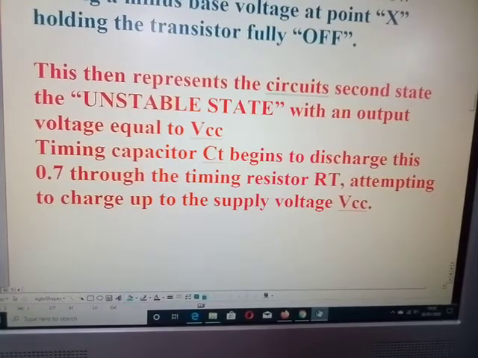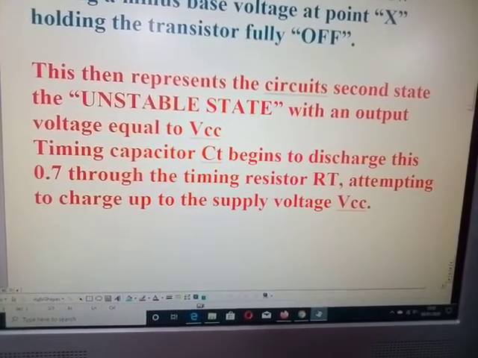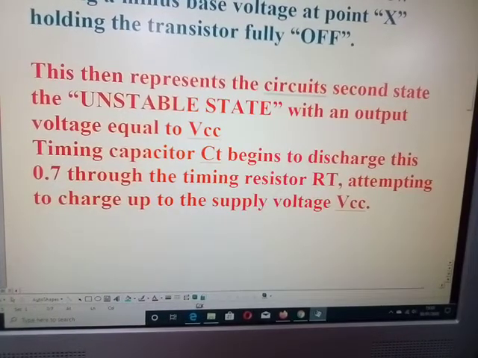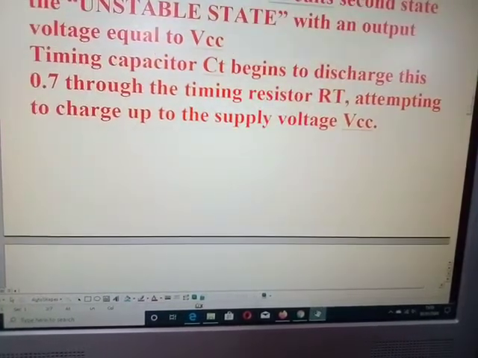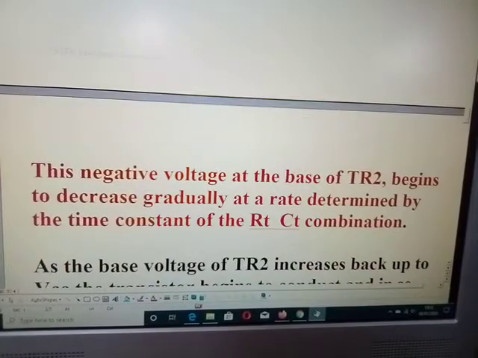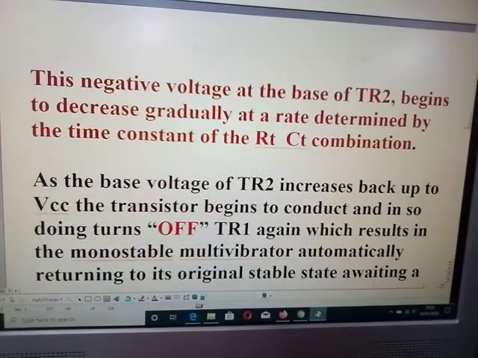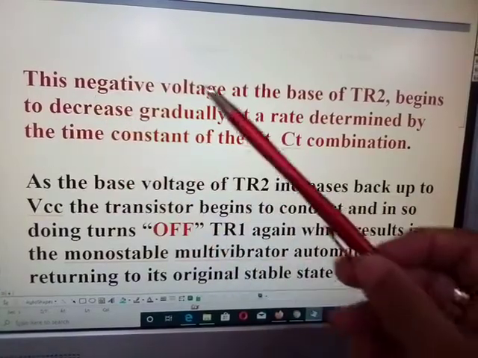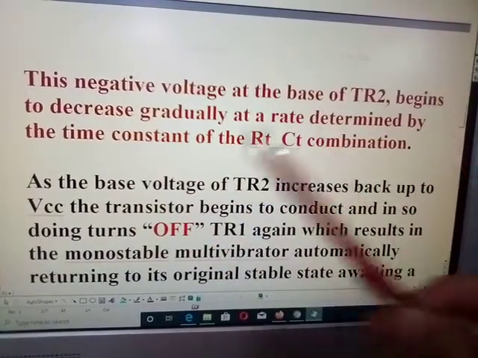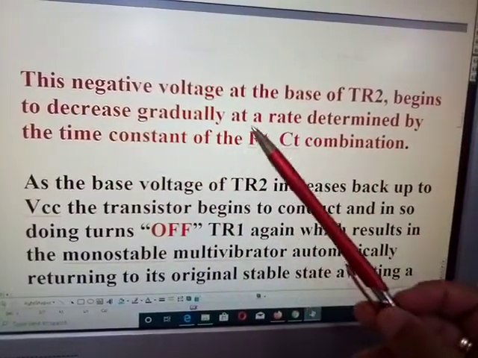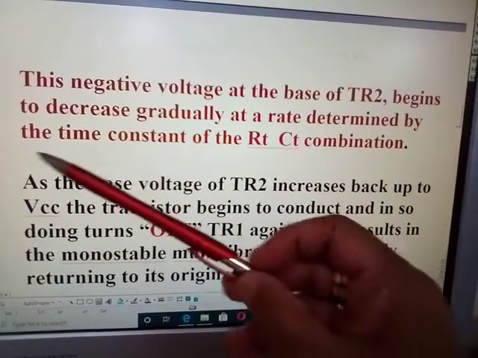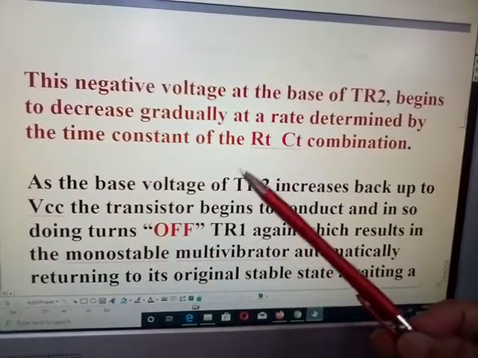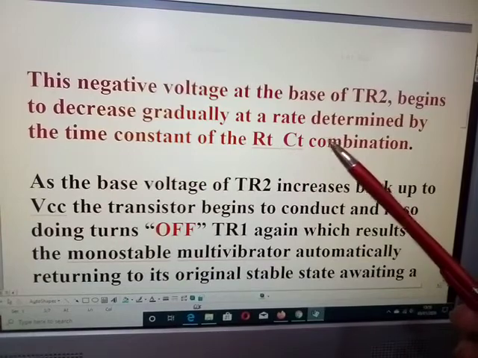Now again, 0.7 volts, if I remember correctly, is the voltage you will have across your resistor. Now this negative voltage at the base of TR2 begins to decrease gradually at a rate determined by the time constant of the RT-CT combination.